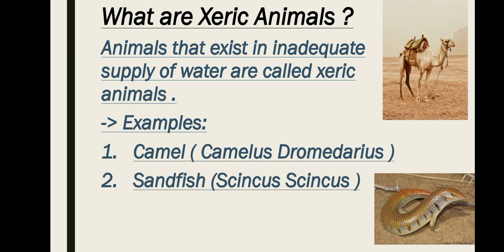Moving on, now we will talk about xeric animals. These are animals which survive even in conditions which offer less amount of water to them than what they actually require, or they exist even in inadequate supply of water. The two examples we will be specifically talking about are camel and sandfish. Camel has scientific name Camelus dromedarius and sandfish have scientific name Scincus scincus.